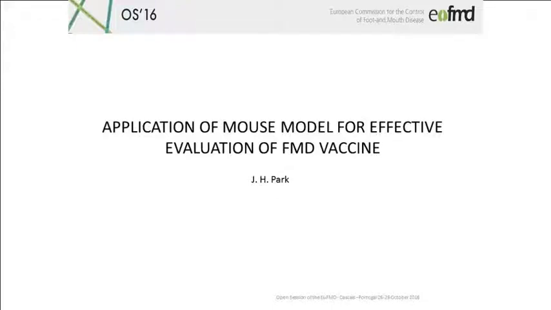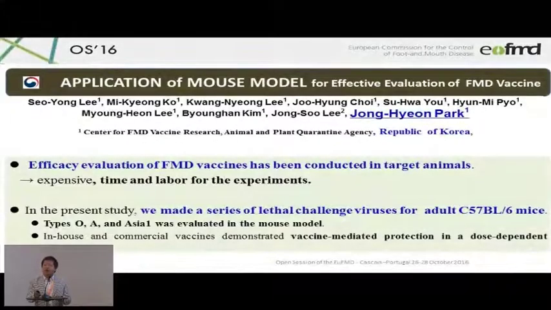Yeah, I would like to talk about today's applications of mouse models for FMD vaccine evaluations. As you know, FMD vaccine evaluation has been conducted in target animals like pigs and cattle. But this method is very expensive, takes a long time, and is laborious.